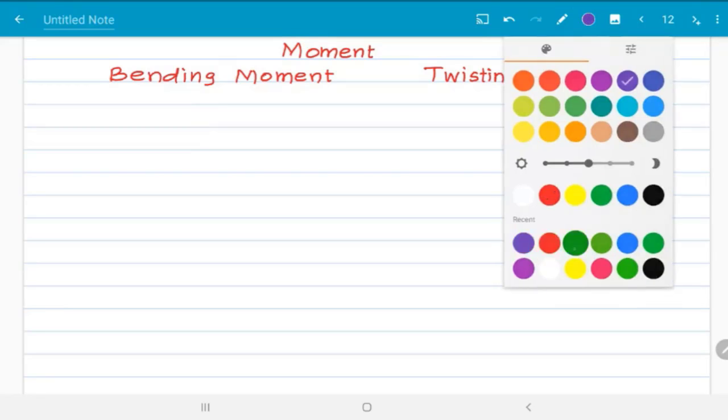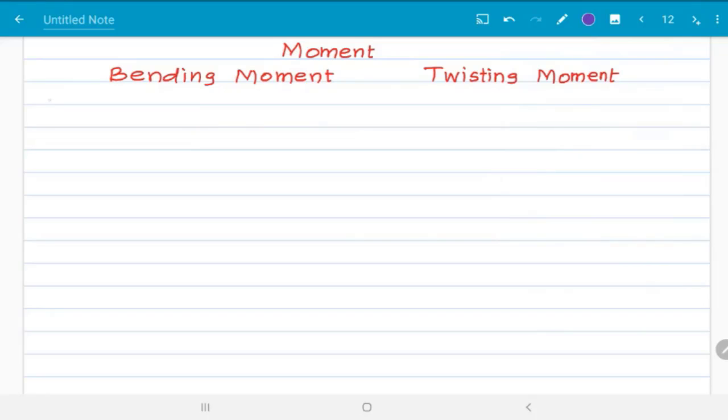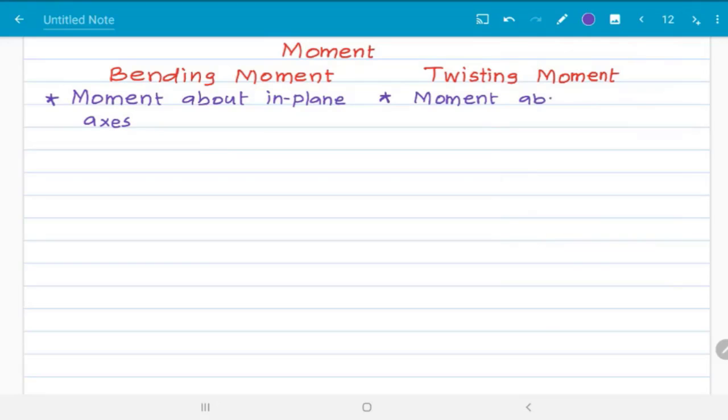What do you mean by bending moment? Moment about an in-plane axis. Right. What do you mean by twisting moment? Moment about an out-of-plane axis.